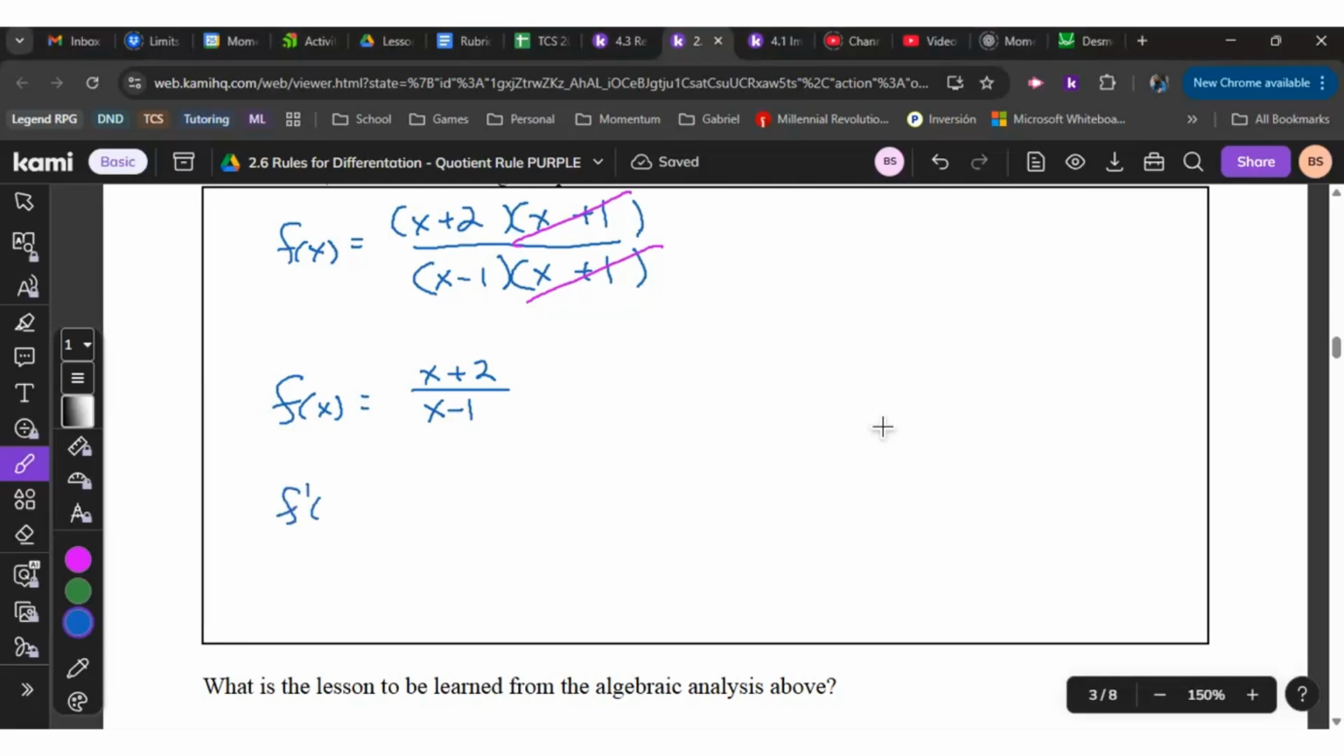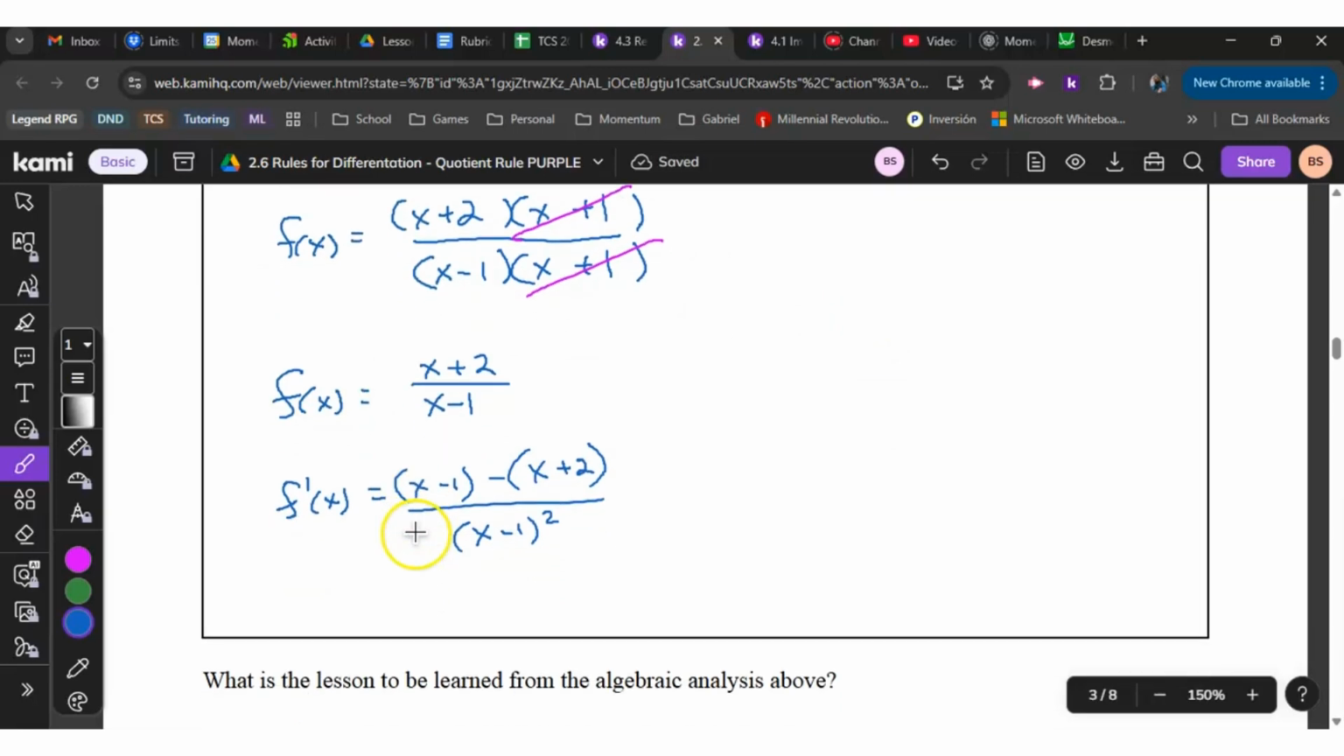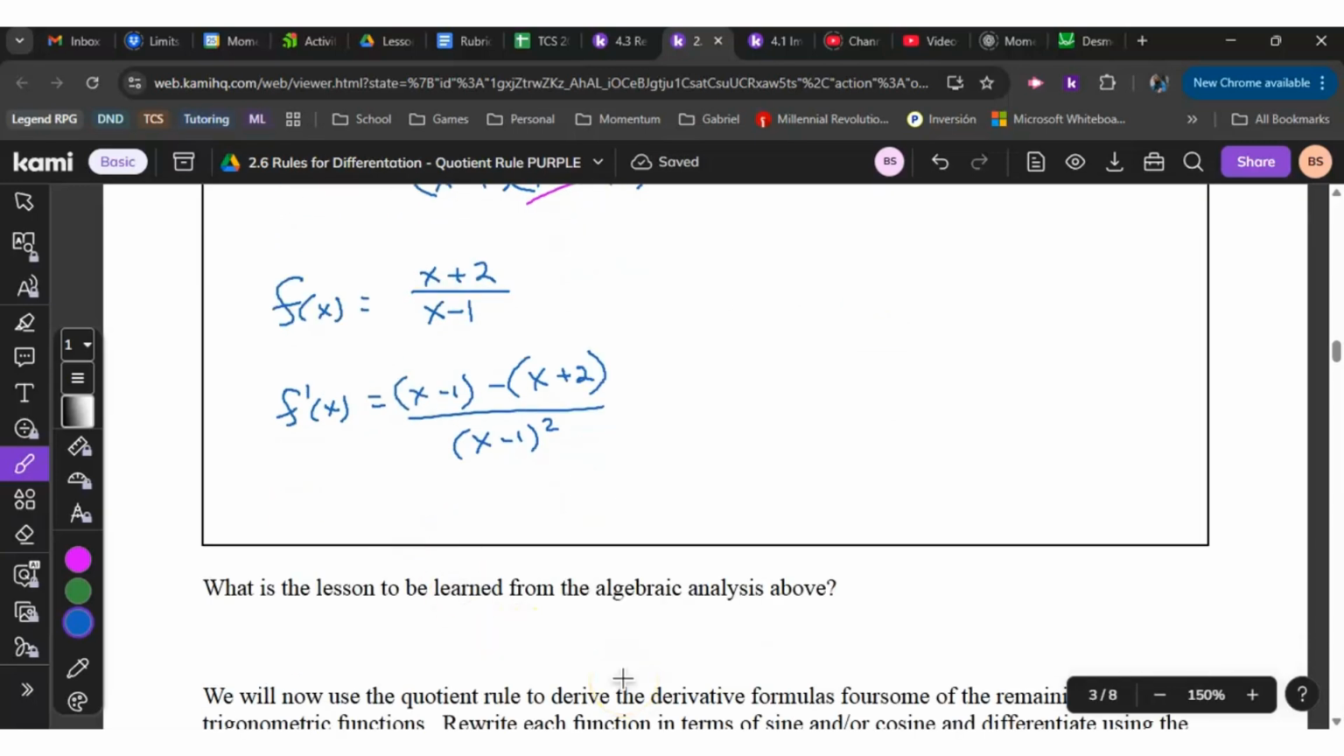Because now if we take the derivative of this, it's low d high, which is 1. Do I need to write that? No. Minus high, make sure you use parentheses, d low, also 1. Don't really need to write that, over x minus 1 squared. Now, we might as well go ahead and simplify that a little bit. So what's x minus x?